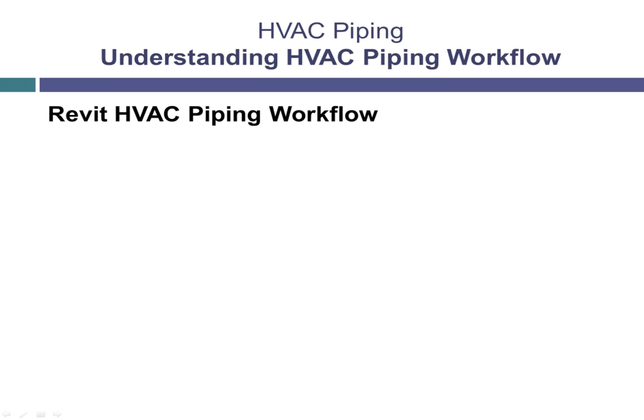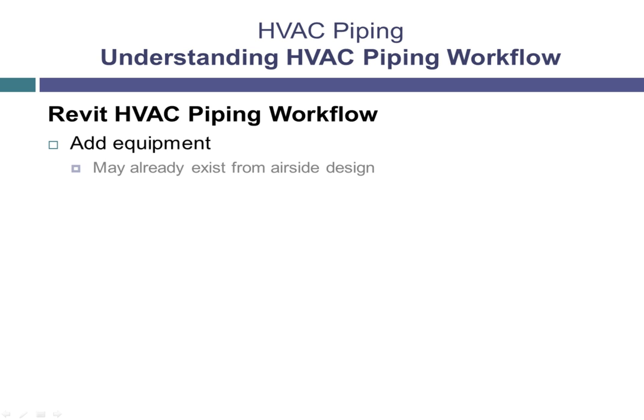When designing a piping system in Revit, you will typically use the same general process to lay out the system. First, you need to add the equipment. However, most of the equipment that needs to be piped may have already been placed during the design of the airside system. Next, you can define a piping system. Realize that you can define a piping system without creating piping. Or, you can create the piping and connect the mechanical equipment in order to define a piping system.